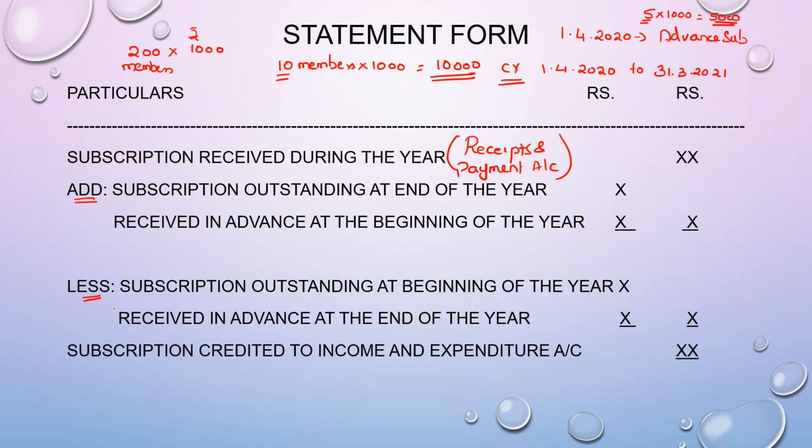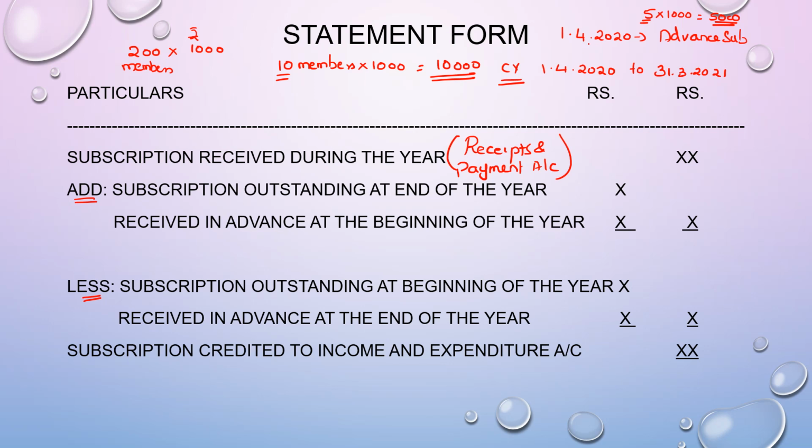Now let us see why do we subtract certain amounts. Subscription outstanding at the beginning of the year is subtracted. Same way, like we had advance subscription at the beginning of the year, we might have subscription outstanding at the beginning of the year, which is nothing but the subscription outstanding at the end of the previous year. Previous year, at the end, there were some members who did not pay their subscription, and that is why it was outstanding. Although not received, it would have been included in the income of the previous year.